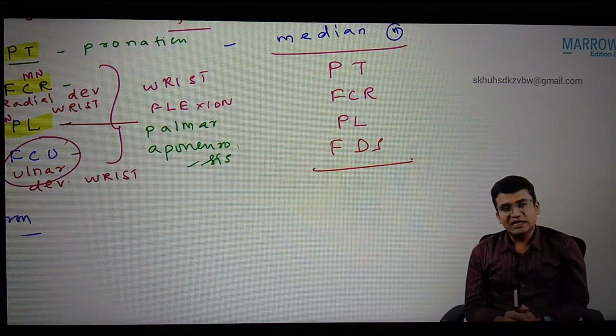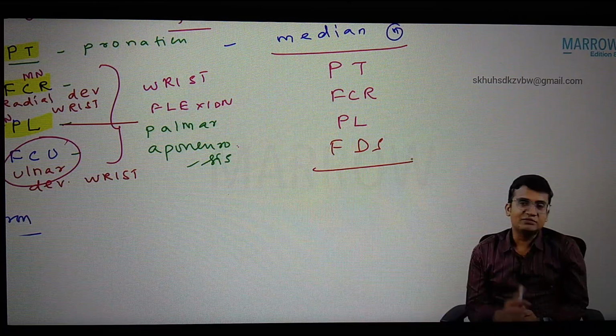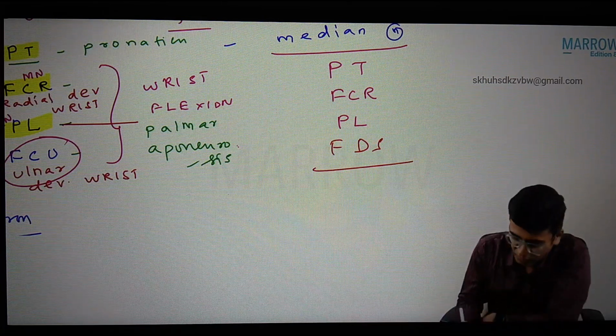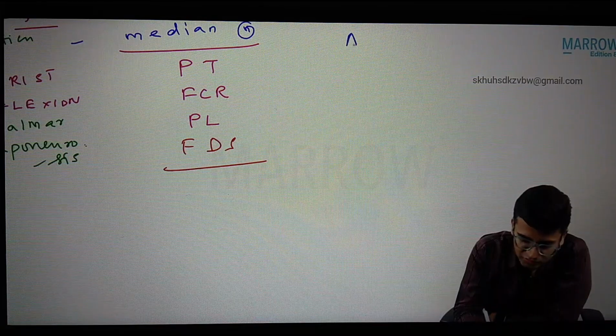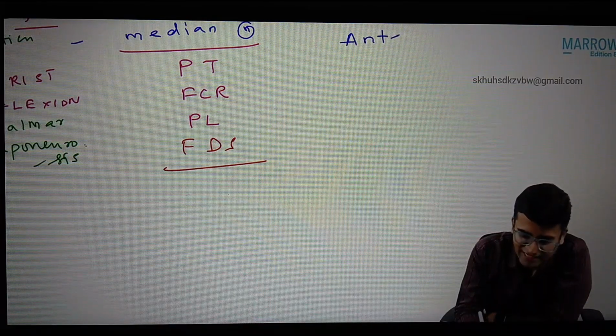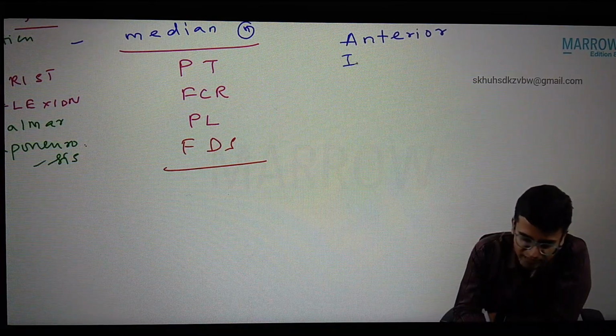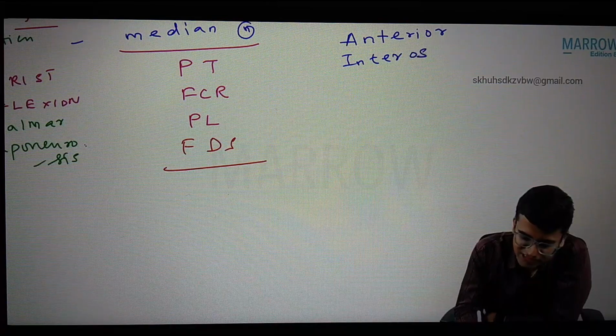So these 4 muscles get their nerve supply directly from the median nerve. Okay, sir, what about the remaining muscles? What about the muscles in the deep layer? Those muscles are supplied by the anterior interosseous nerve.